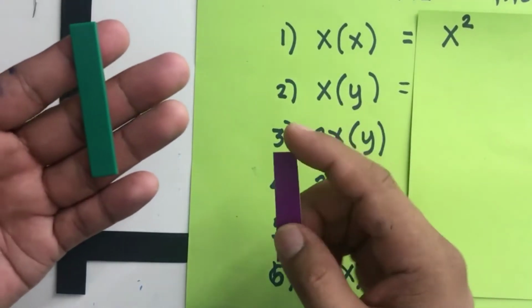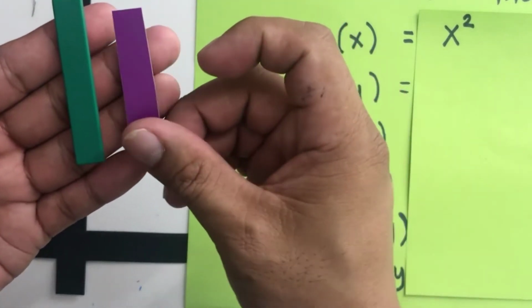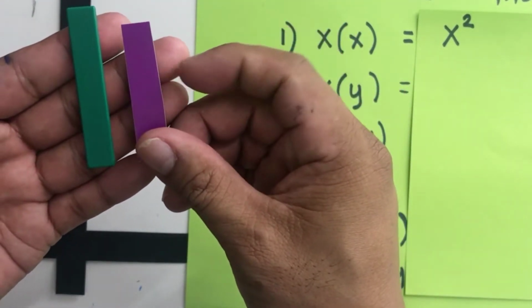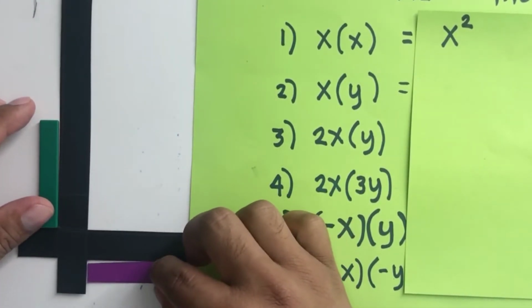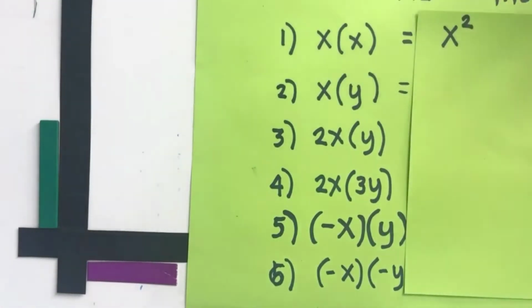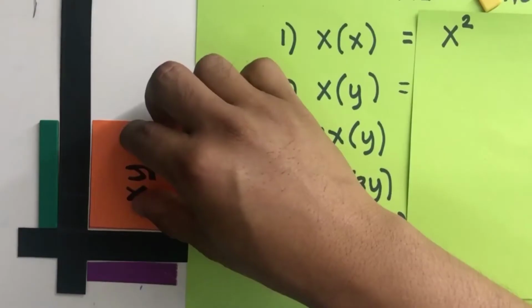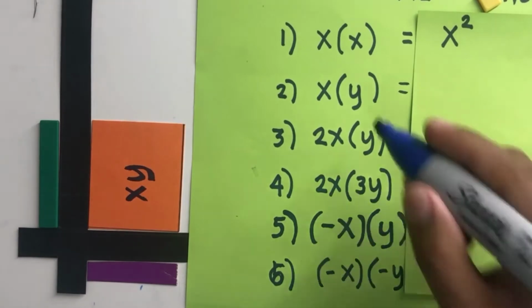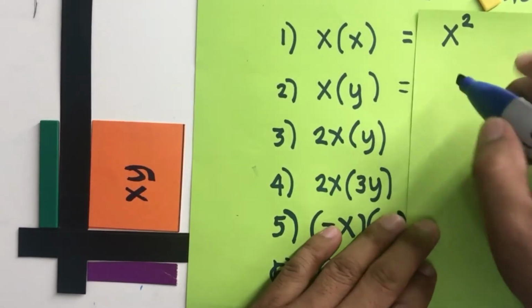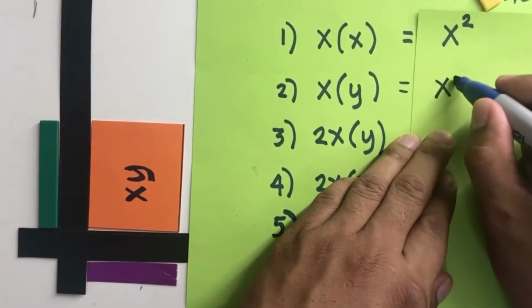If you multiply x times y, the side length is x and the width is y units. And it can form a rectangle that looks like this. And the product is the area of that rectangle, represented by this orange rectangle. So x times y is a rectangle which we call xy.